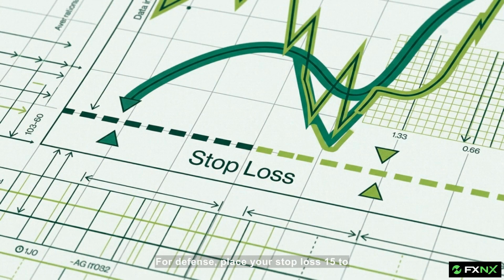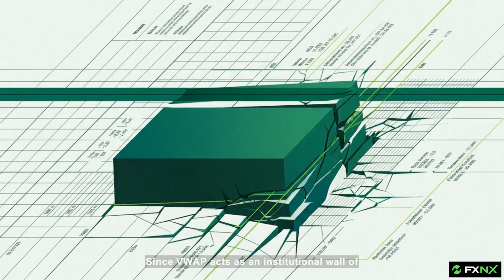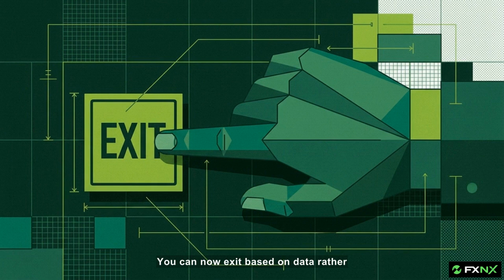For defense, place your stop loss 15 to 20 pips beyond the VWAP line, or just past the nearest structural pivot point. Since VWAP acts as an institutional wall of dynamic support, a decisive close on the opposite side signals the defense of that level has failed. You can now exit based on data rather than an emotional reaction to a wick.